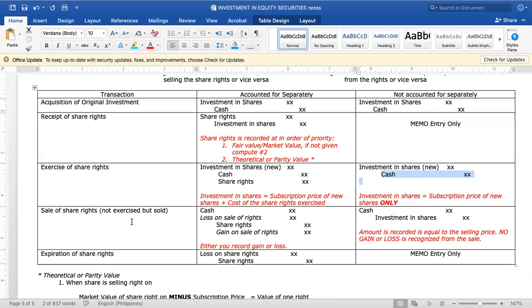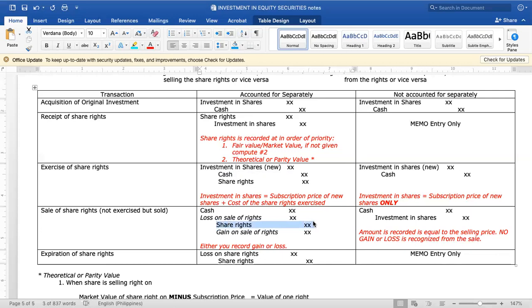What if the right was not exercised but you sold it? Because again, you can sell the rights, so that the one you sold it to is the one who will purchase the shares. So what if you did not exercise but you sell the rights? Under accounted for separately, here you will recognize gain or loss because, right? What if you sold it at a higher price compared to the cost of the rights that you hold? So here debit cash, and for the transaction, it is either loss or gain on sale of rights, but both in one entry. Okay, so you credit the share rights because you sold them.